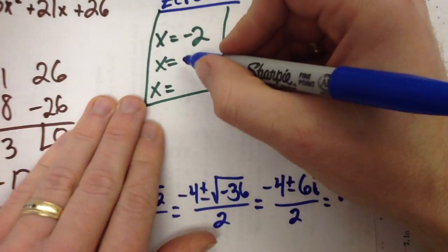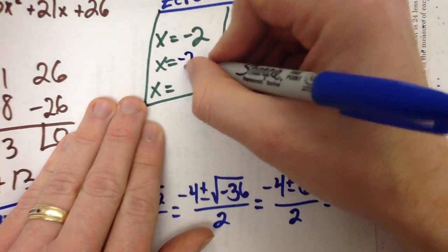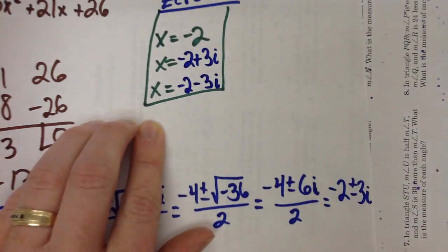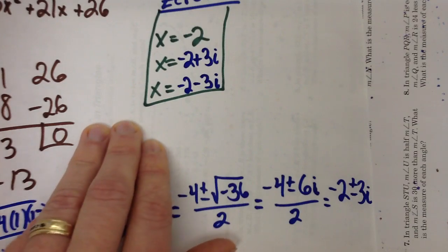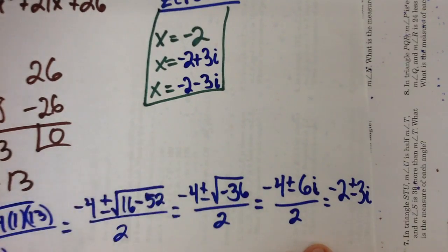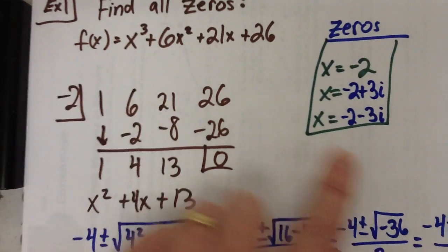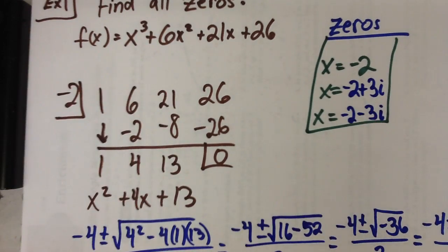So up here where my zeros are, well, -2 plus 3i is one of them. -2 minus 3i would be the other. That's what the plus or minus is for. And just to check, make sure we're done. Let's see, we were supposed to have 3 zeros because of degree 3. We've got 3 zeros, so we are set.